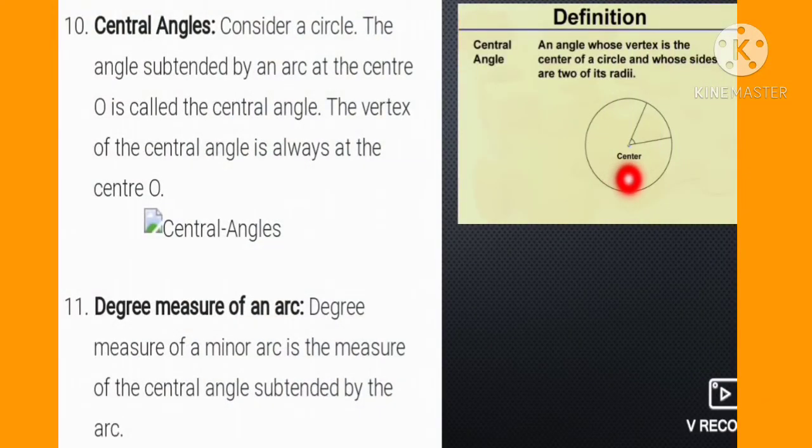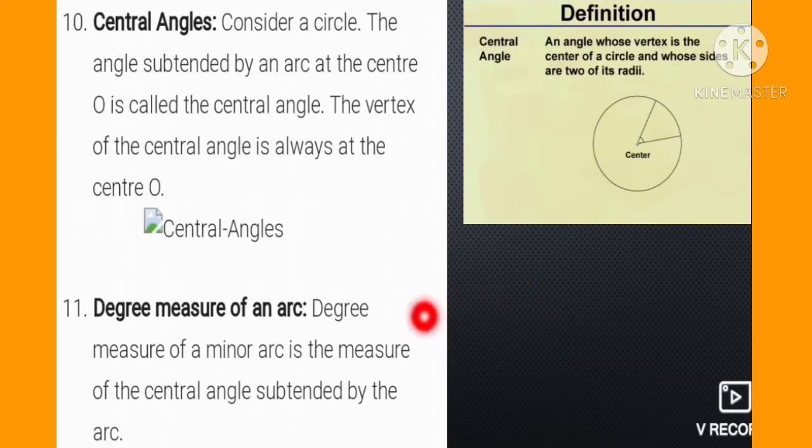Central angles. Consider a circle. The angle subtended by an arc at the center O is called the central angle. The vertex of the central angle is always at the center O. An angle whose vertex is the center of the circle and whose sides are two of its radii, then we can say that the angle is a central angle.